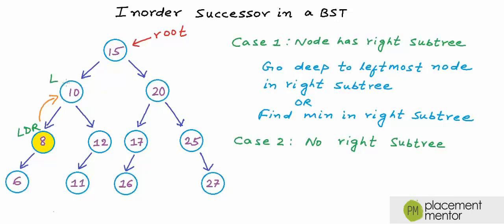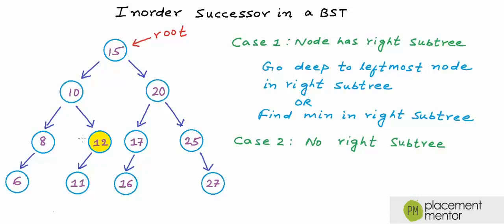For this node with value 10, we just finished its left subtree and we are coming back. So now we can visit this node. So this is my successor. Let's now pick another node with no right subtree. What would be the in-order successor of this node with value 12? What node would we visit next?